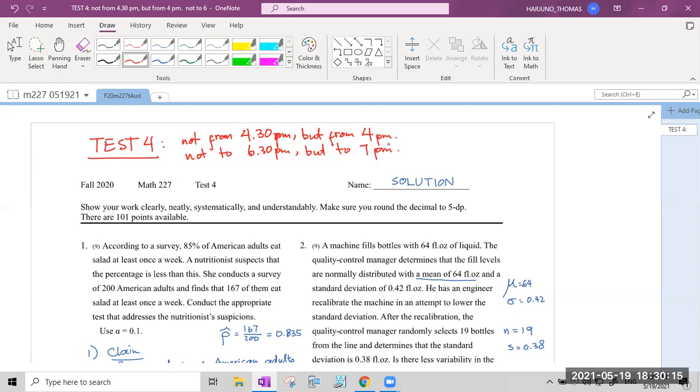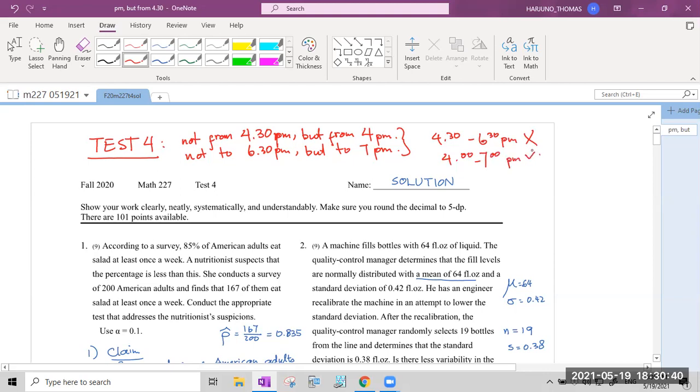Now, my office hours start from 3 o'clock. I don't mind starting at 3:40. To make it short, instead of 4:30 to 6:30 p.m., we actually have from 4 o'clock to 7 o'clock p.m. That's for your test 4.